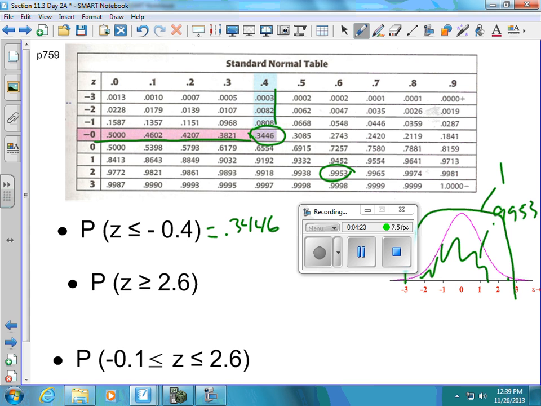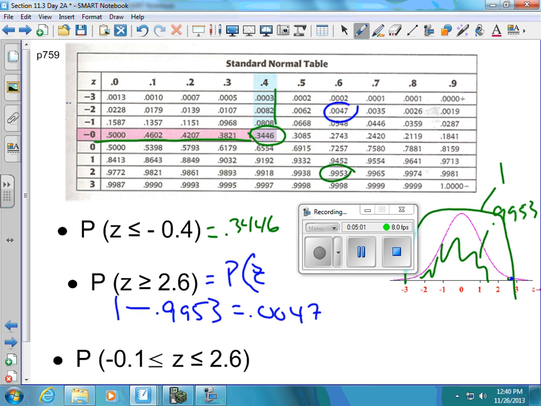So to get this little overlap part, this tiny little piece right here, we take 1 and we subtract the 0.9953, which gives us a probability of 0.0047. And if you look on your data table, 0.0047, that's the same as negative 2.6. So this really is the same thing as flipping everything, dividing everything by negative 1 in its essence.